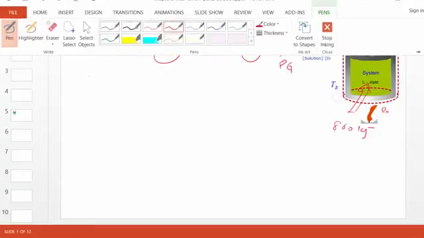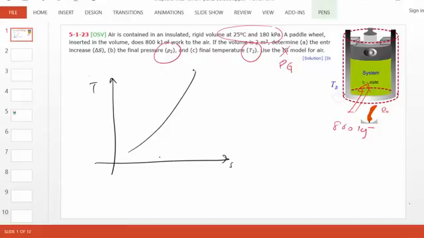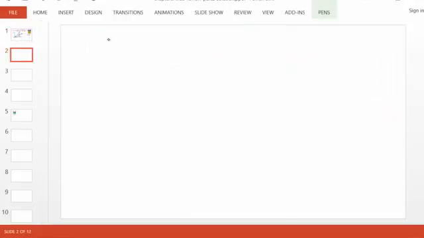First things first, let's do a TS diagram to make sure we understand the process, how it will look. Recall, a constant volume line is steeper than a constant pressure line, looks something like this. So if this is state 1, this could be state 2 in a TS diagram, and the area underneath is proportional to the heat transfer, right? Let's call it Q in is proportional to this area.